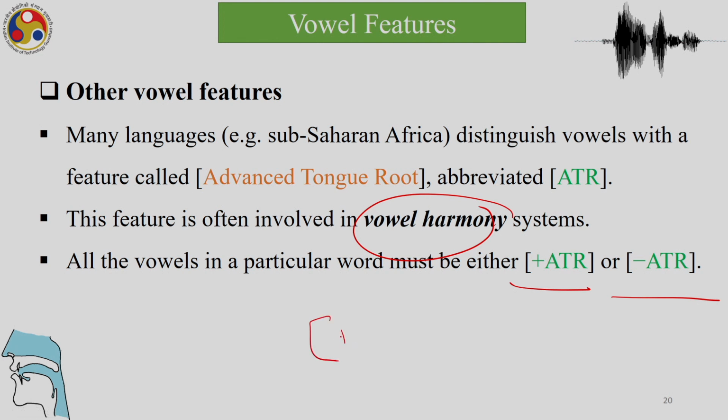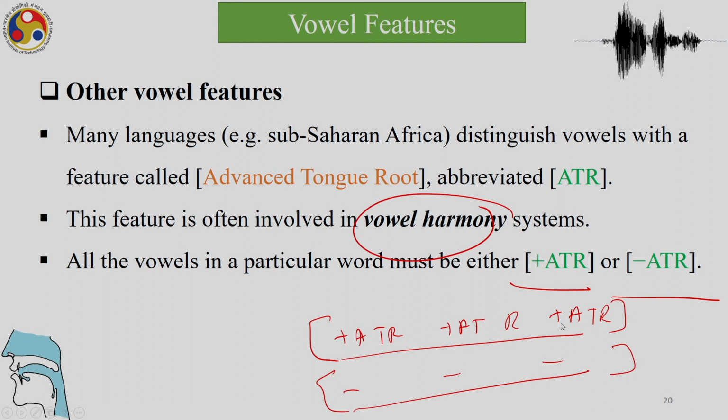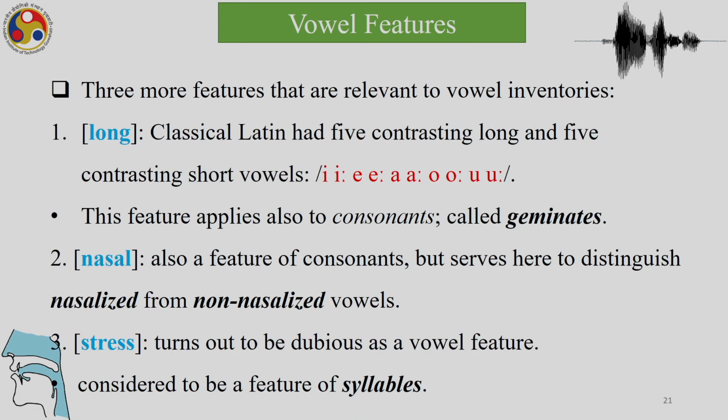So basically all the vowels will be plus ATR, plus ATR, plus ATR, or there will be minus ATR, minus ATR, minus ATR. And when this happens, when one vowel makes a change of value in all the other vowels, then that is called a vowel harmony system. And in vowels, 3 more features are relevant for vowel inventories, and these are long, nasal, and stress.